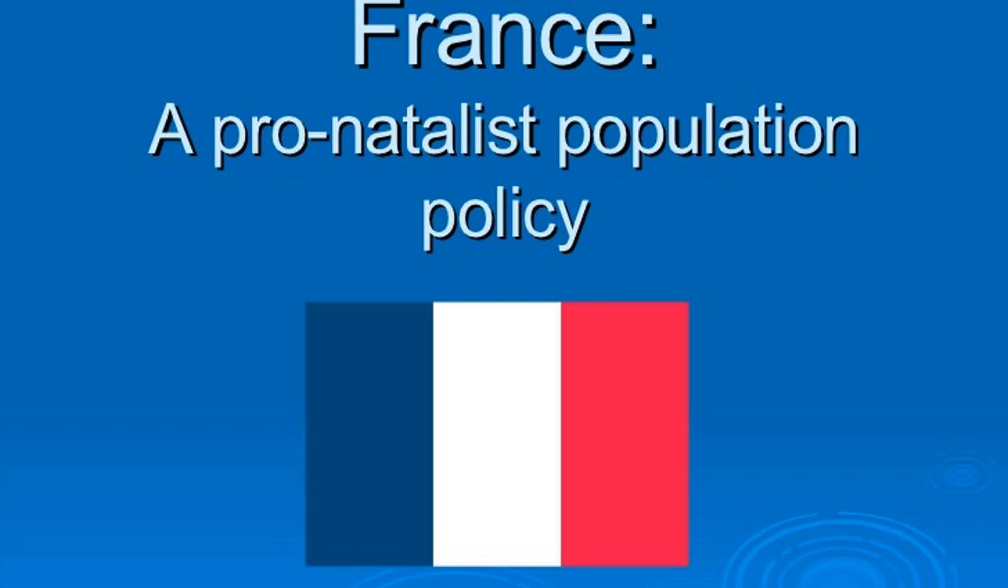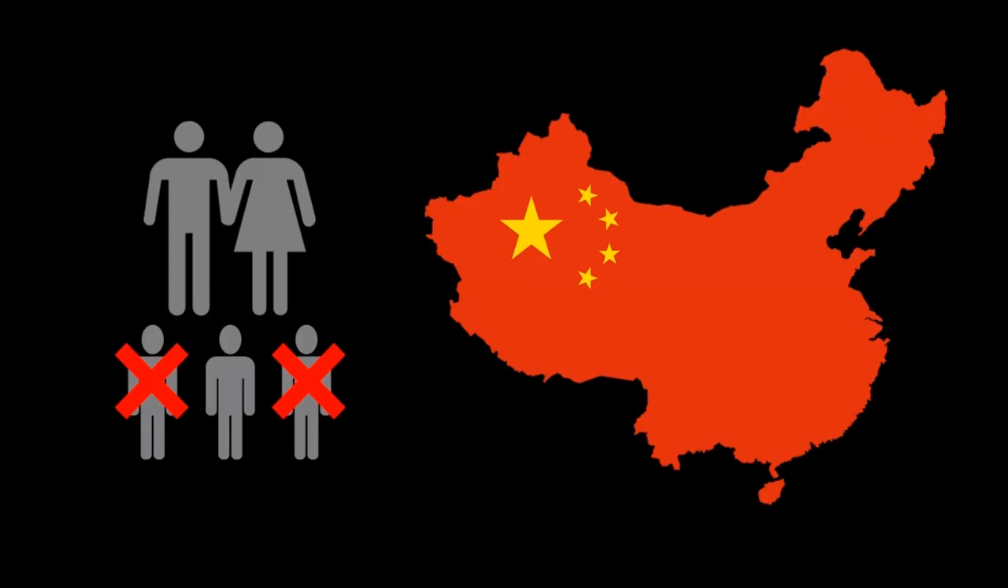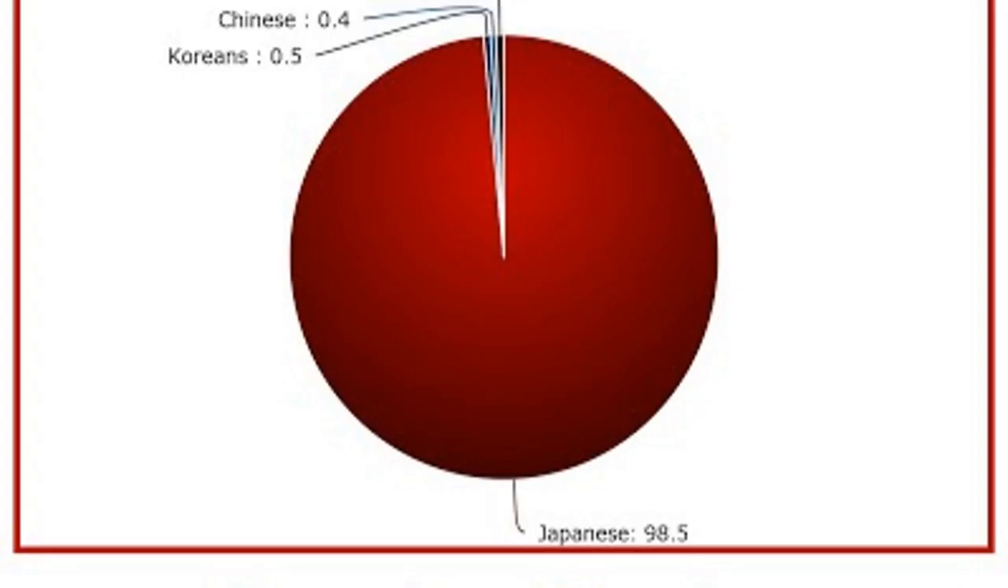Pro-natalist policies are expansive policies that encourage large families. An example is France, which offers tax incentives for having larger families. Anti-natalist policies are restrictive policies that discourage population growth. An example is China's one-child policy. Eugenic policies favor one racial or religious sect over another. An example is Nazi Germany or Japan.